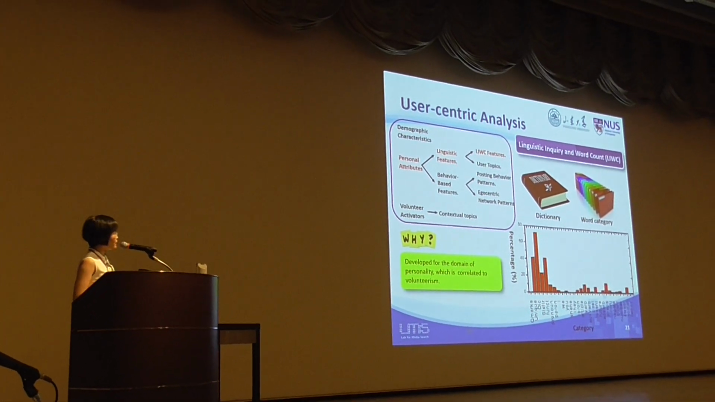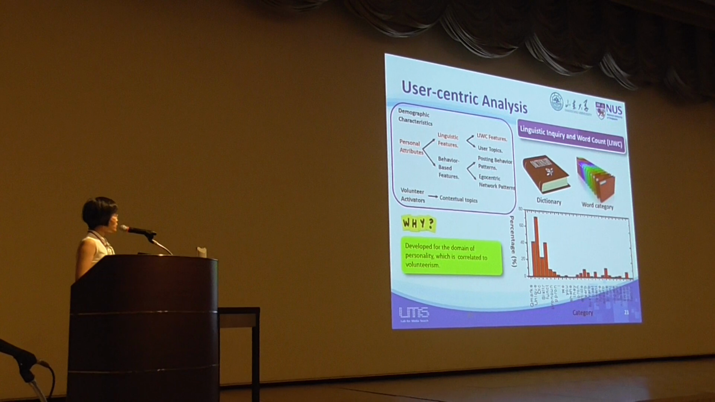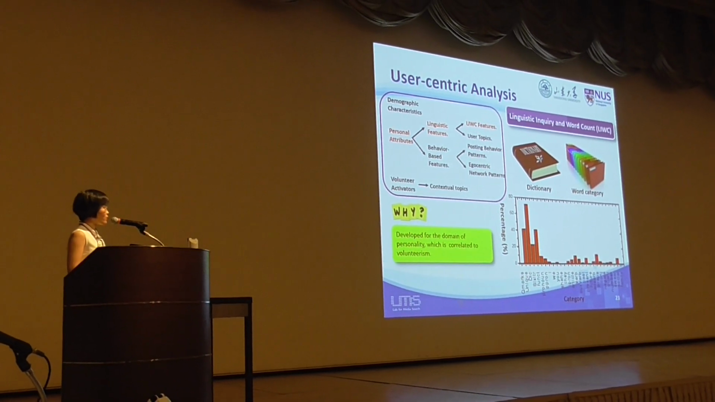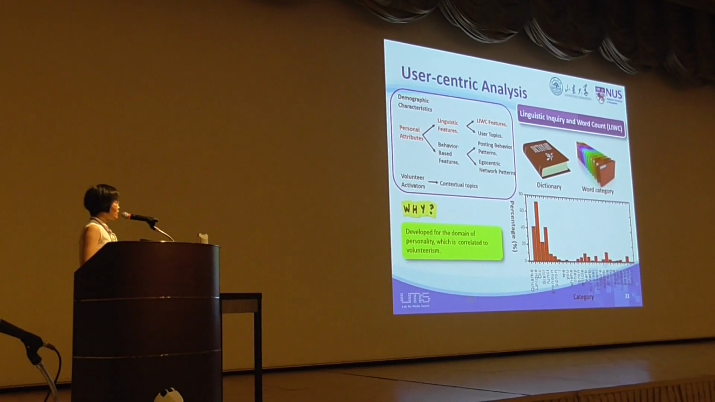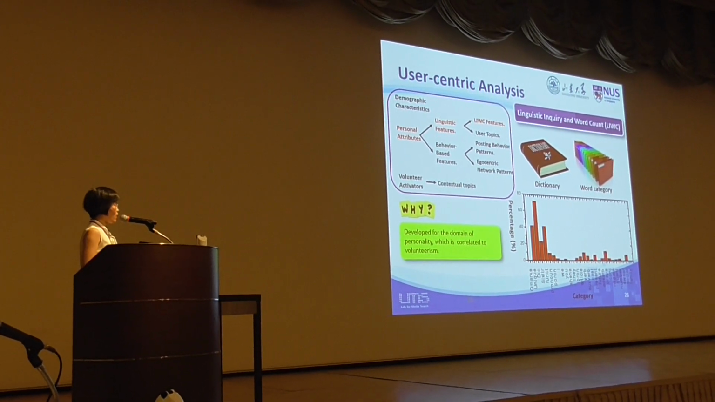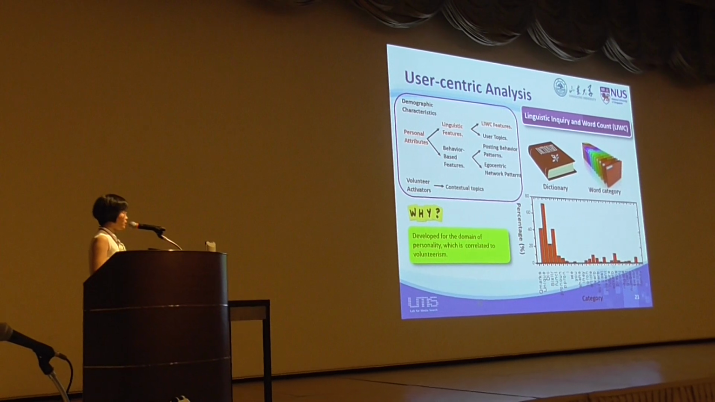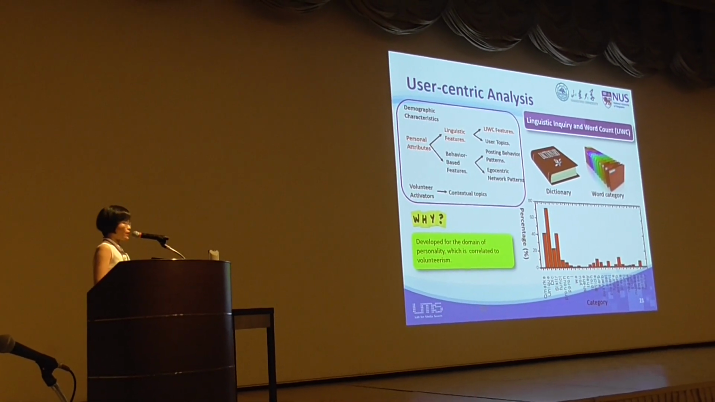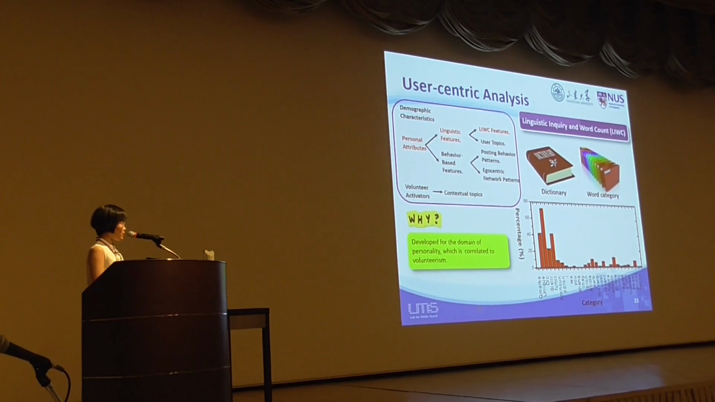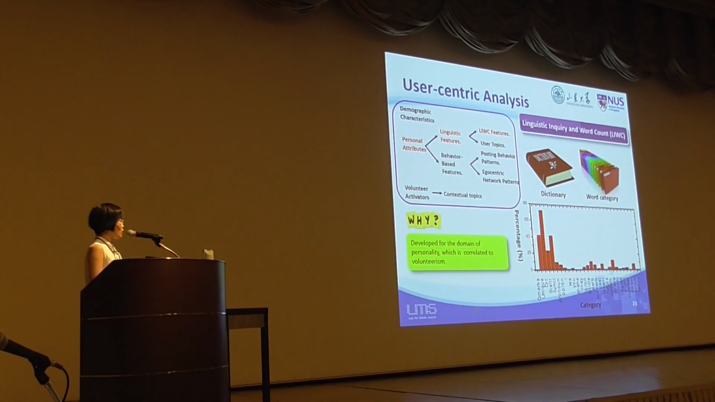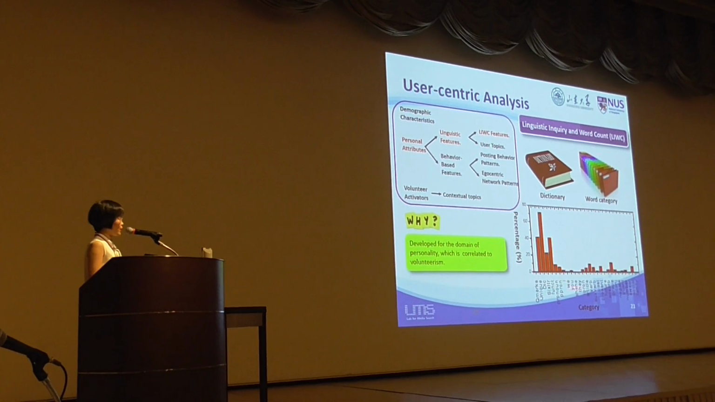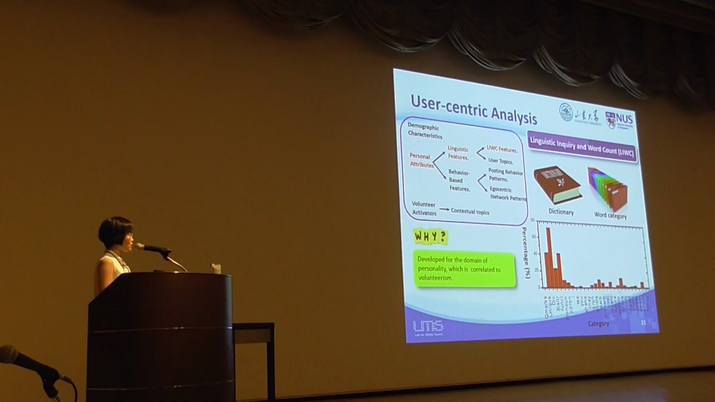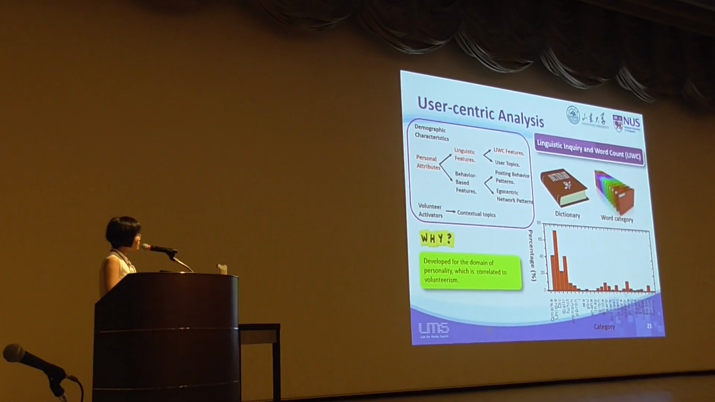First is the LIWC feature. This feature was developed in the psychology domain, especially for personality study. The core of this feature is a dictionary, which consists of many word categories defined by domain experts. Given a document, it will generate a distribution of the words over different categories. This is a very useful feature for personality learning.